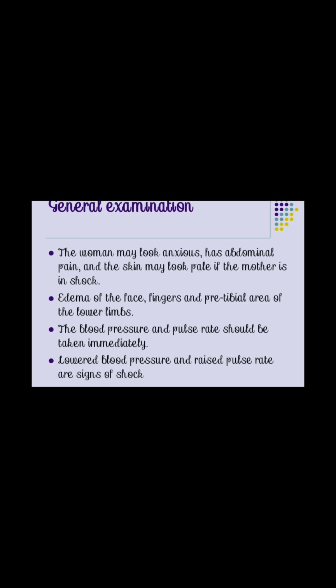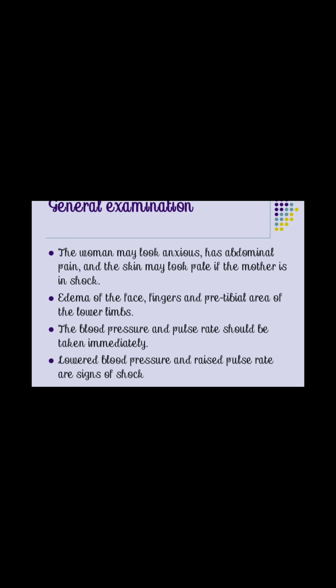Edema of the face, fingers and periorbital areas of the lower limbs. Pia anaweza kuwa na edemas. Edemas kwenye macho au kwenye uso, kwenye vidole and periorbital areas kwenye miguu. But also the blood pressure and the pulse rate should be taken immediately. Lazima kwa sababu it is signs of life, vital signs.